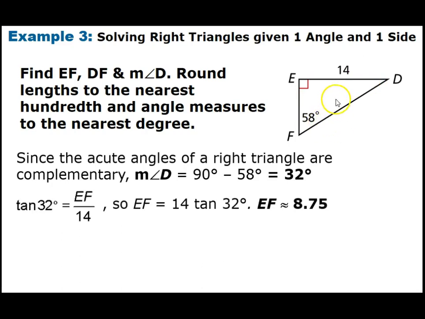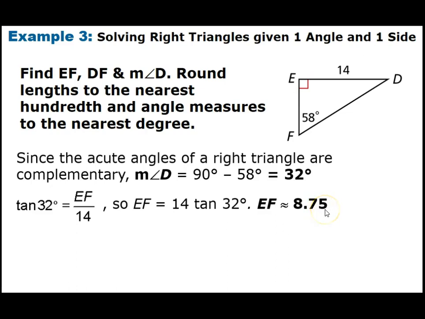So we can use the tangent ratio if we want to go ahead and find EF, or we could use the sine ratio if we want to do 14 over the hypotenuse. So we went ahead and did tangent because we're going to find EF first. So when we do that, again, we're going to do the tan of 32 is equal to EF over 14. We end up multiplying 14 times the tan of 32, so that gives us 8.75.